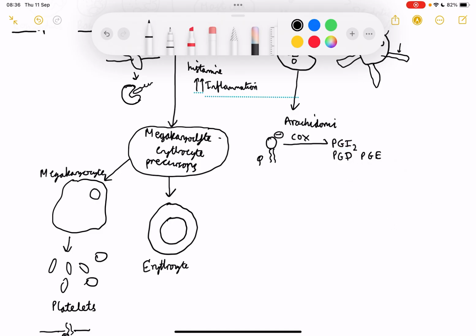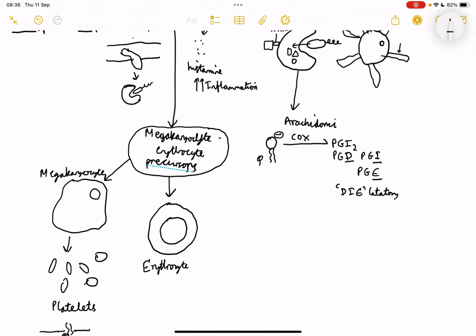and PGD, PGI, and PGE, because I remember it as dilatatory. So they're responsible for vasodilatation, among other things. But they're also involved in the pain response in inflammation. So this increases inflammation also.